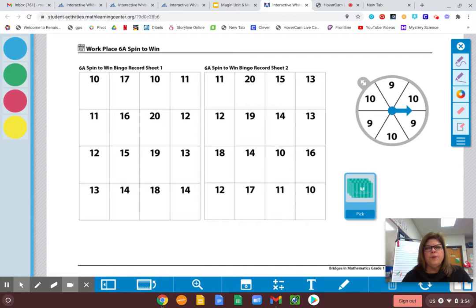It'd be great if you could play it 2 times and really practice. You're adding 10 and some more, and then 9 and some more. And remember, the trick today that I taught you, if you have a 9 with a number, you can always count on, or you can take 1 away and put it with that 9 and make it a 10 with a smaller number, and you'll still get the same answer.